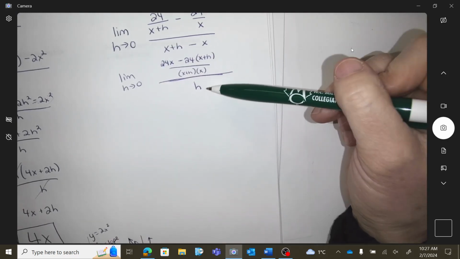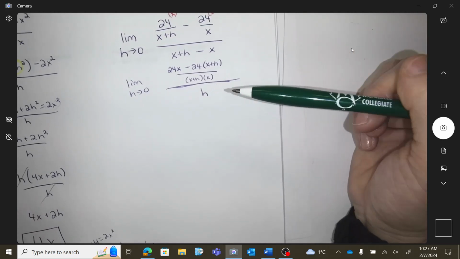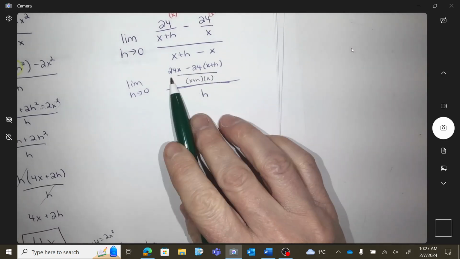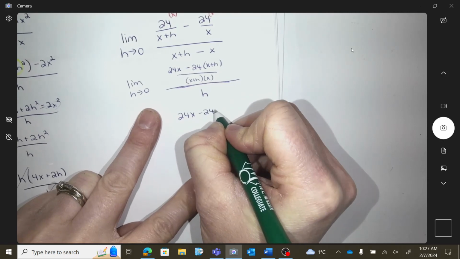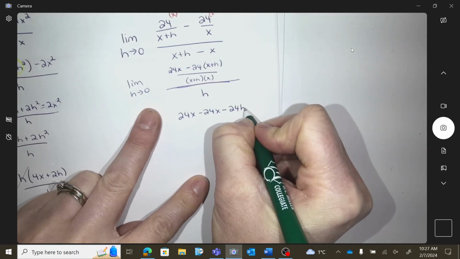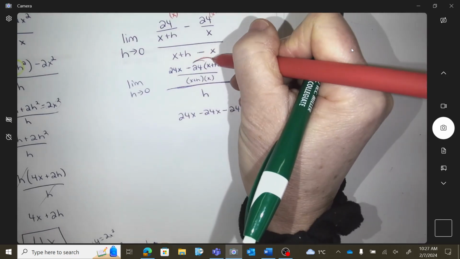Okay, obviously we understand we can't plug a 0 in because that's a problem, dividing by 0. Okay, algebra here. 24x minus 24x minus 24h. Don't forget, right? Just distribute that as a negative.